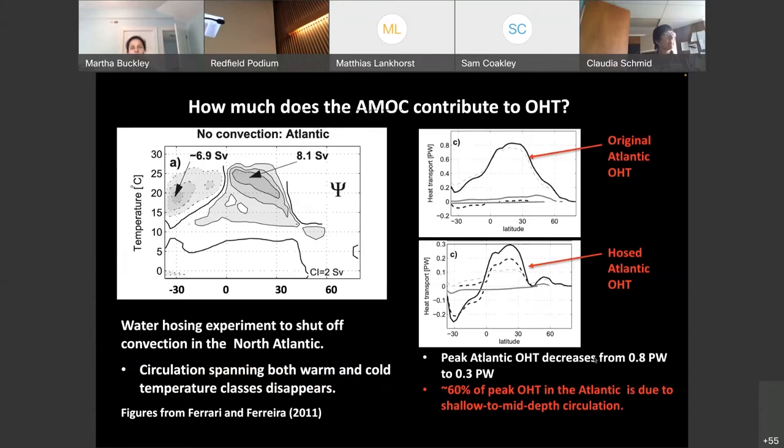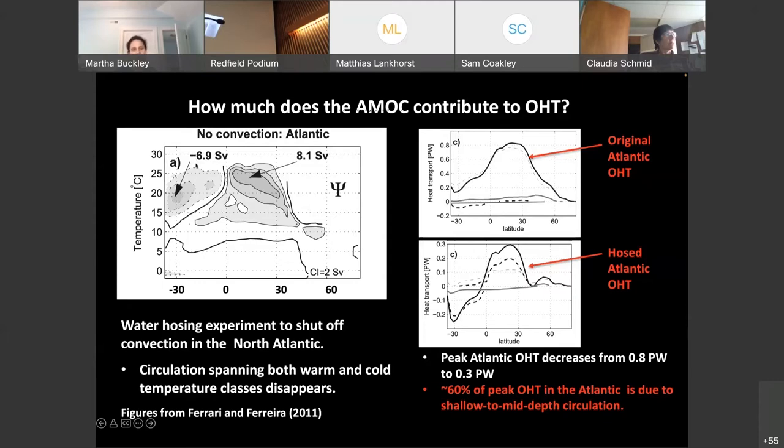Okay, so in order to ask the question, how much does this deep overturning circulation, or the surface to mid-depth overturning circulation, contribute to the ocean heat transport, one way you can do this is do a water hosing experiment to shut off deep convection in the North Atlantic. The result of that water hosing experiment is shown here. It's called the no convection experiment. And again, we see the overturning stream function in that experiment.